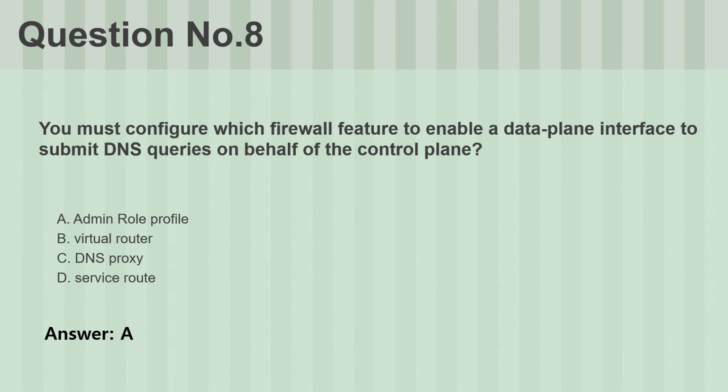Question number 8. You must configure which firewall feature to enable a data plane interface to submit DNS queries on behalf of the control plane? A. Admin role profile. B. Virtual router. C. DNS proxy. D. Service route. Answer. A.